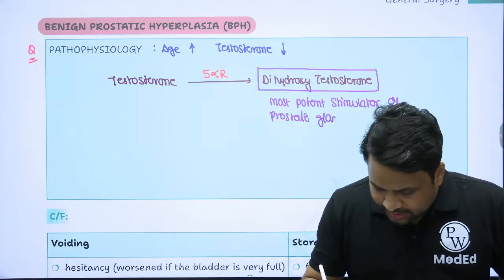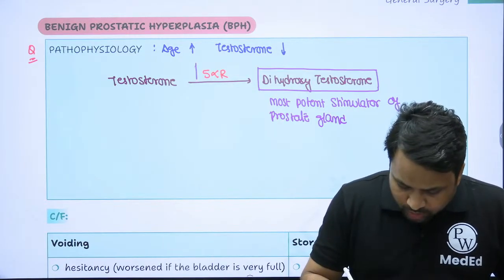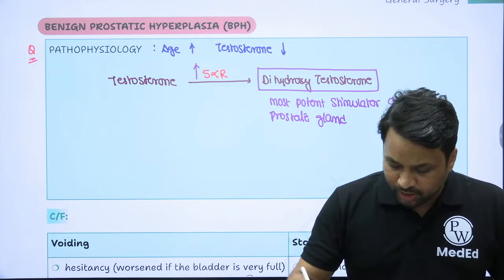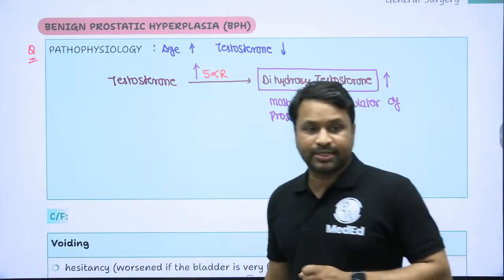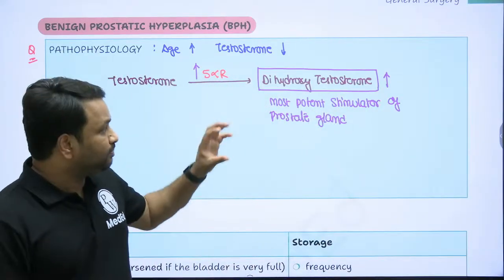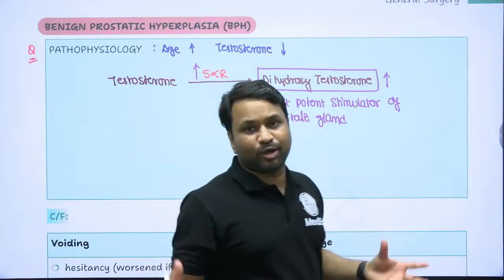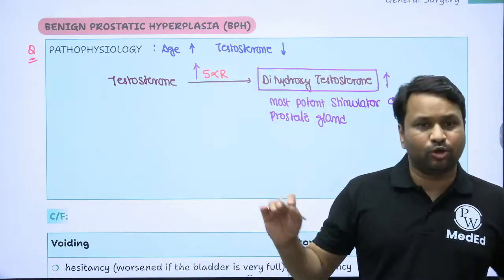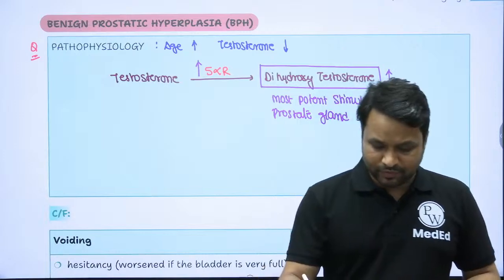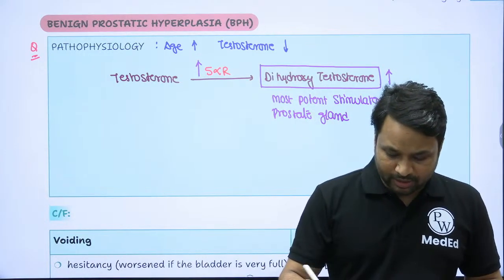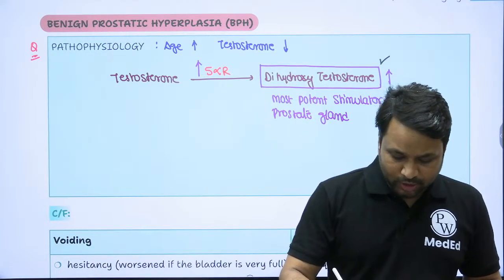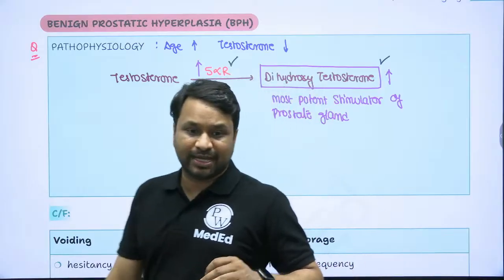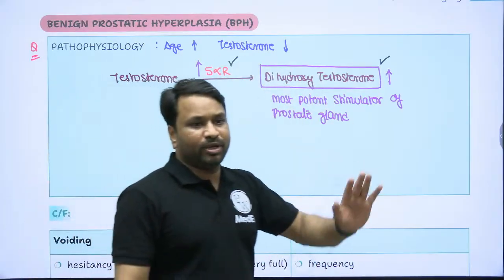Now, as the age increases, more and more 5-alpha reductase enzyme will be formed. So, more and more dihydrotestosterone will be produced. Hence, there will be excessive proliferation of the prostatic gland causing urethral compression. So, this is the whole objective that you see in BPH. If I say the single most important culprit is dihydrotestosterone with respect to the 5-alpha reductase enzyme, our treatment is going to be revolving around this.